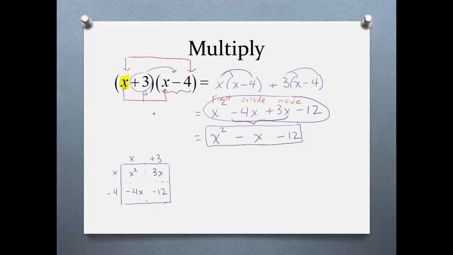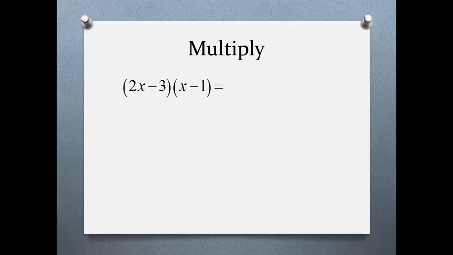The 3x comes from multiplying the inside terms, and the minus 12 comes from multiplying the last terms, the 3 times the negative 4. So when you say first, outside, inside, last, sometimes people call that FOIL, and it only works when you have two binomials multiplied together.